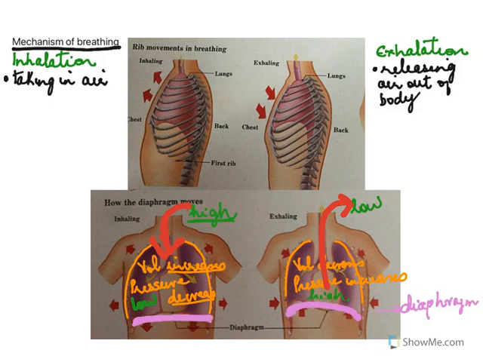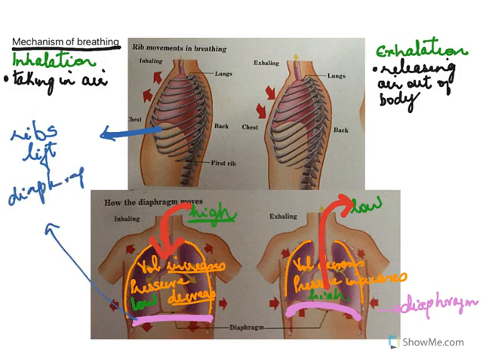Now during inhalation, here we have the ribs, and the ribs lift up, and the diaphragm flattens. And because of these two reasons, the volume of the cavity increases.